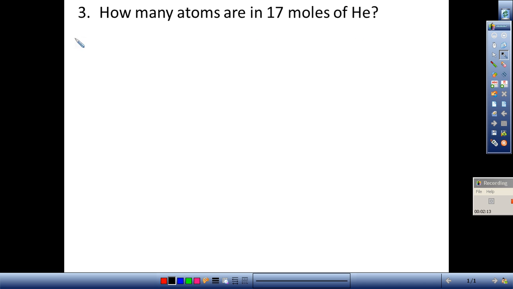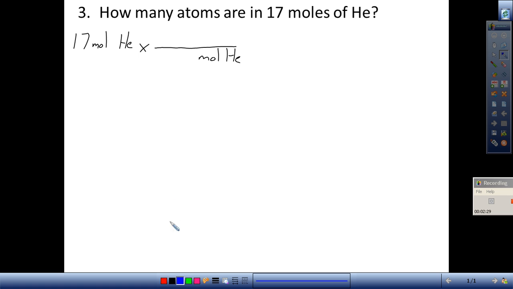17 moles of helium. I don't want 17 moles of helium. I don't want my units moles of helium, so I put it down here. I do want atoms, so I'm going to put atoms at the top. Alright, again, I look at my fraction. I only have moles, 1 mole, so I'm going to put 1. How many atoms in 1 mole? Well, there's a lot of atoms in 1 mole.